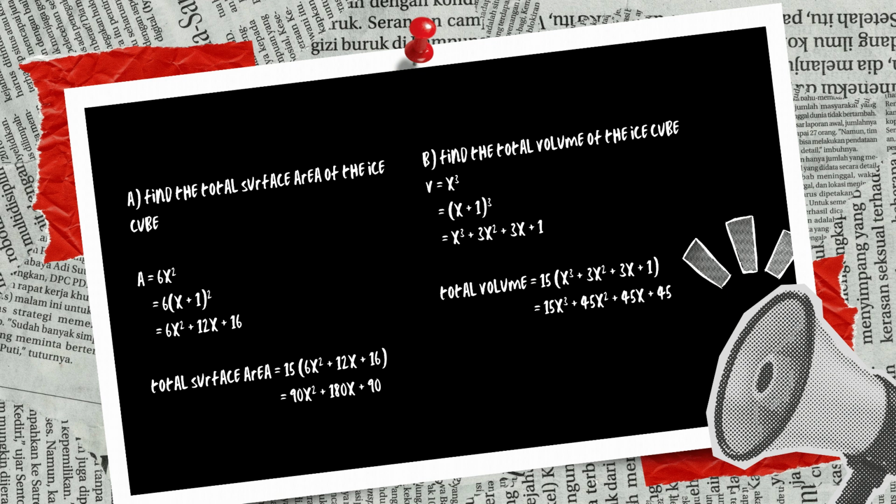Next question, B. Find the total volume of the ice cubes. The formula to find the volume of a cube is x cubed. We substitute x, we get (x plus 1) cubed, and the answer is x cubed plus 3x squared plus 3x plus 1. For the total volume, we multiply the volume just now by 15, and we get 15x cubed plus 45x squared plus 45x plus 15.